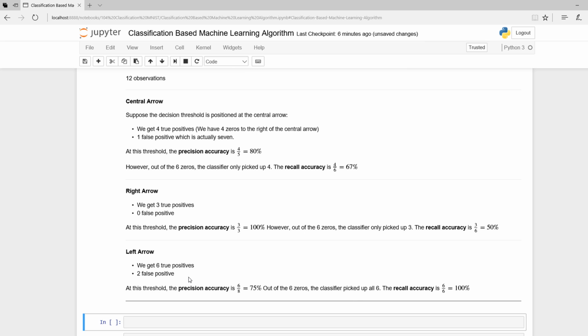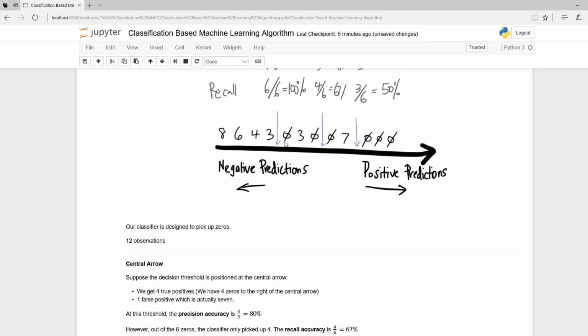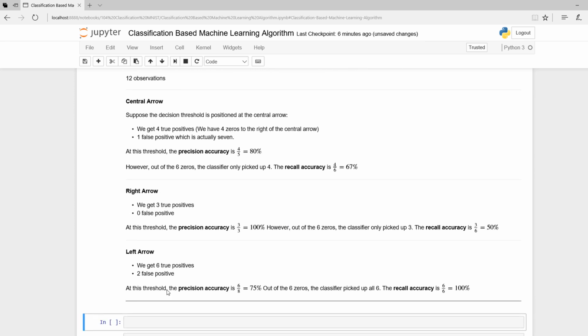And the left arrow, we get 6 true positives and 2 false positives, sorry. At this threshold, the precision accuracy is 6 out of 8, which is 75%. Out of the 6 zeros, the classifier picks up all 6. The recall accuracy is 6 out of 6. I hope that illustrates the so-called trade-off that you have to actually tackle with. This is quite an important concept to get hold of. So let's just continue this concept a little bit further.